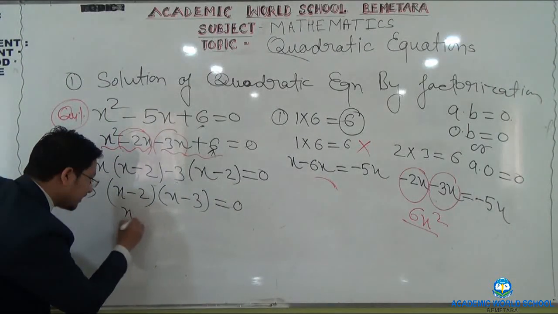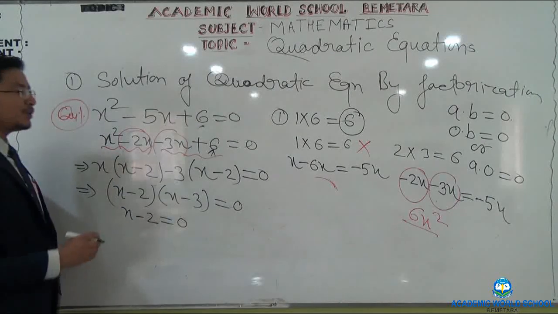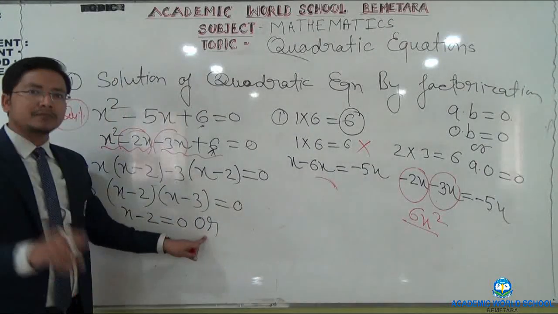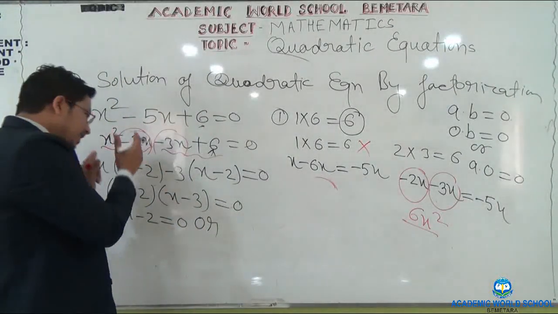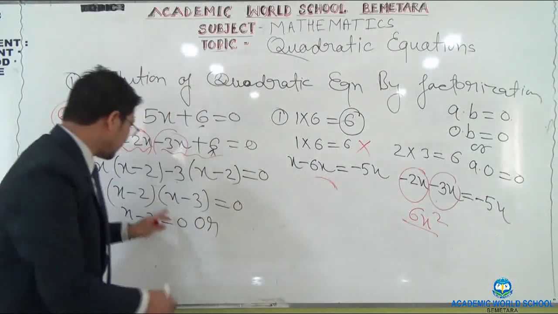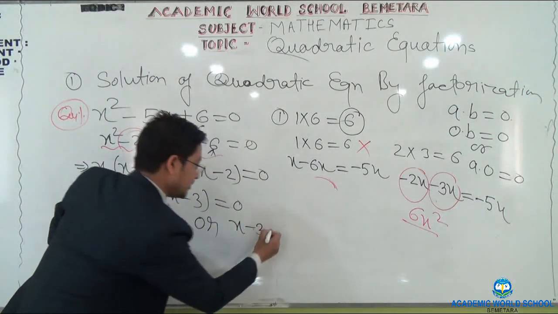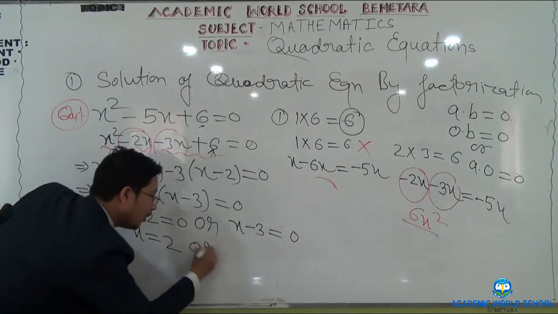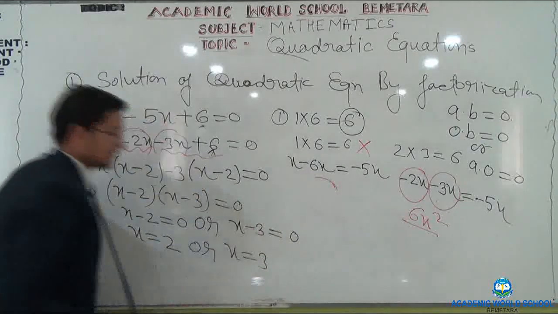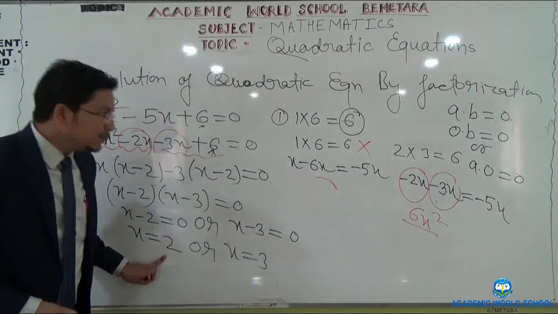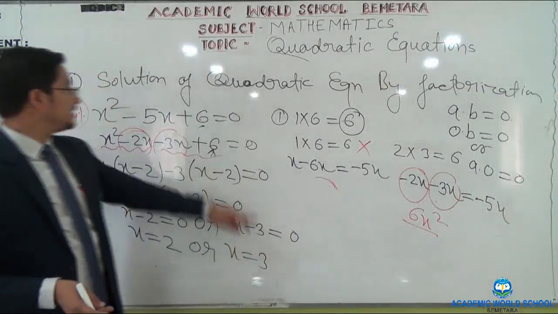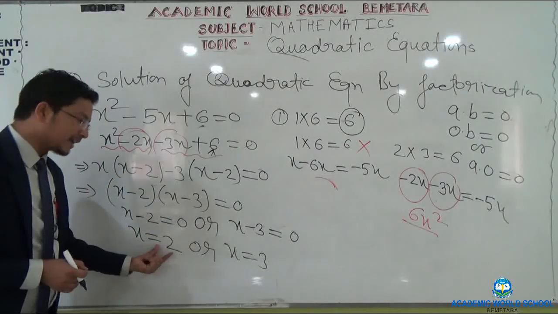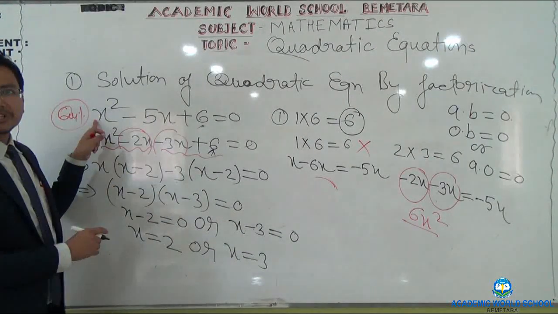So that is why I am writing x minus 2 is equal to 0 or x minus 3 is equal to 0. Okay, this is very important that I am writing or. Or means either 2 or 3. So therefore now x is equal to 2 or x is equal to 3. It means x is equal to 2 and 3 are the roots of this particular equation. It means once I substitute the value x is equal to 2 in this particular equation, it will be 0.